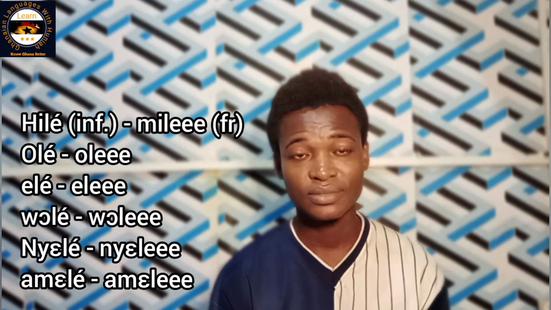Naturally, I'm supposed to say ole, ele. But then, ole and ele in written or in standardized Ga is correct. But in spoken Ga, you barely hear ole, ele, ile. You barely hear that. What you hear is ole, ele. So let's take them. Ile, ole, ele, wale, nyele, amele.